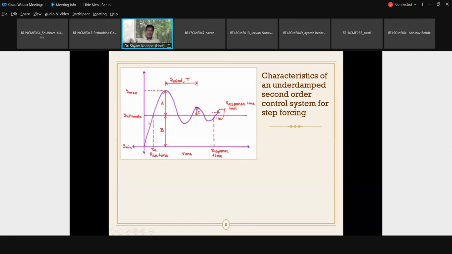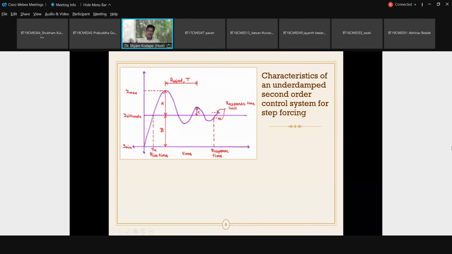Agree? So we will discuss the characteristics of this nature of the underdamped system by defining some terms. Okay, just to identify its geometry: above the ultimate value up to the peak is the magnitude. Okay, from the ultimate to y minimum is the b magnitude. Okay, so peak to peak is called the period. Okay, the successive amplitude height from the ultimate is c.